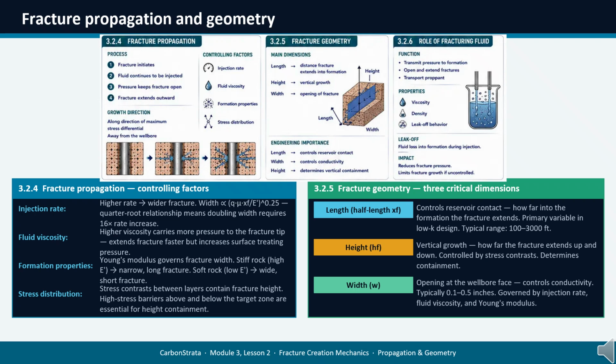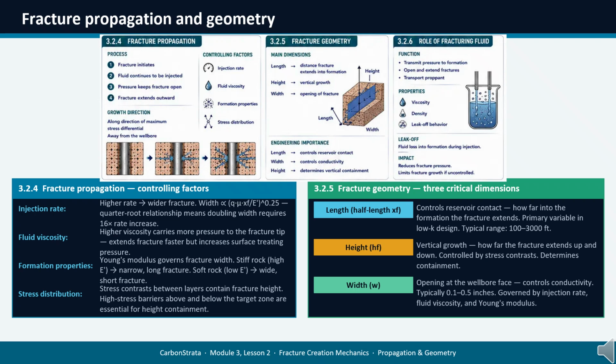Now the fracture exists. The question becomes, how does it grow? Look at the controls on this slide. Injection rate adds energy into the system. Fluid viscosity controls pressure at the fracture tip. Rock stiffness controls how wide the fracture can open. Stress distribution controls where the fracture can go vertically.